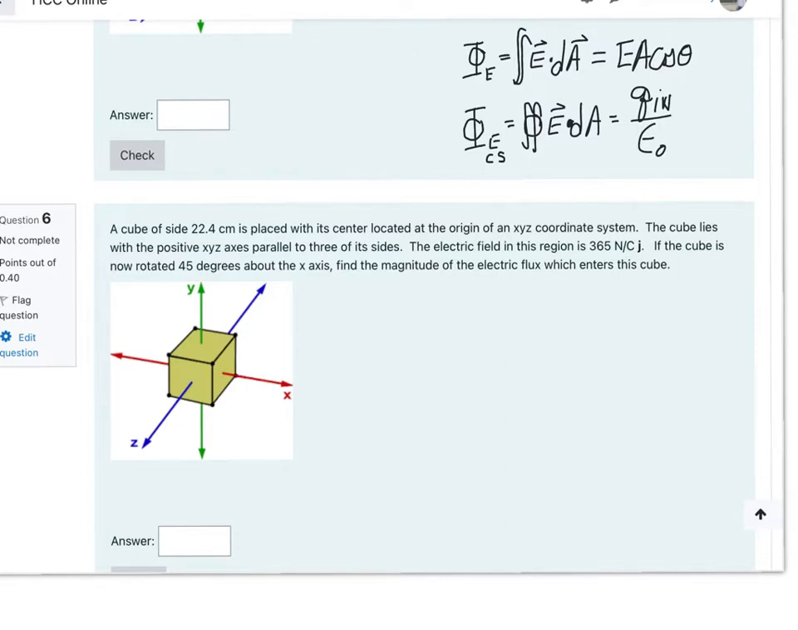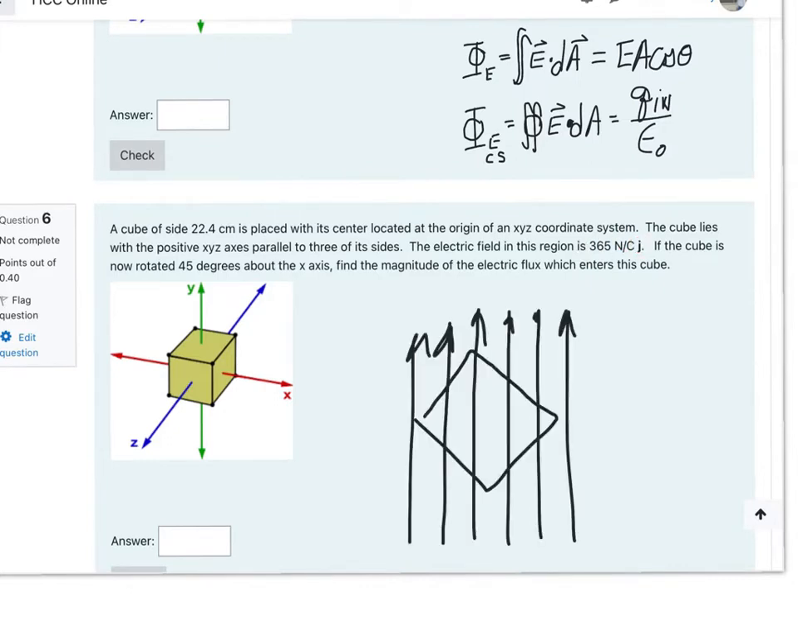So read this carefully. In this case, the cube is going to be rotated 45 degrees about the x-axis. So the x-axis is the axis. You're going to rotate it this way, 45 degrees. The field is still going up. So you want to draw yourself a figure for that. So this is what you should visualize. This is the bottom of the cube rotated. So now when it goes through, it doesn't go through a flat surface. It goes through two faces. Remember, it's three-dimensional. Two faces that are 45 degrees to the field.